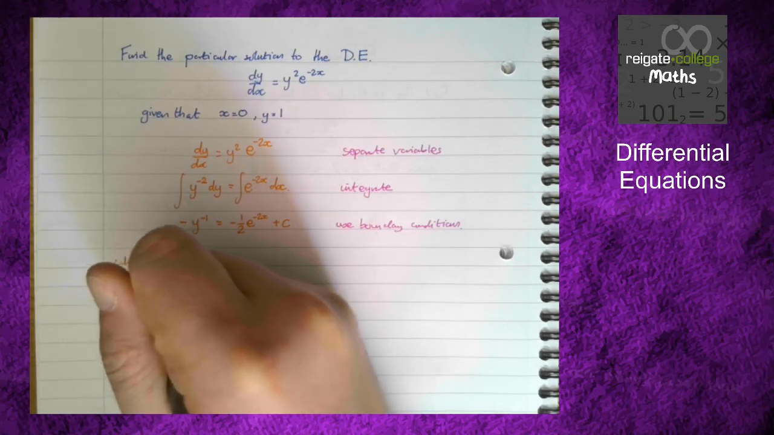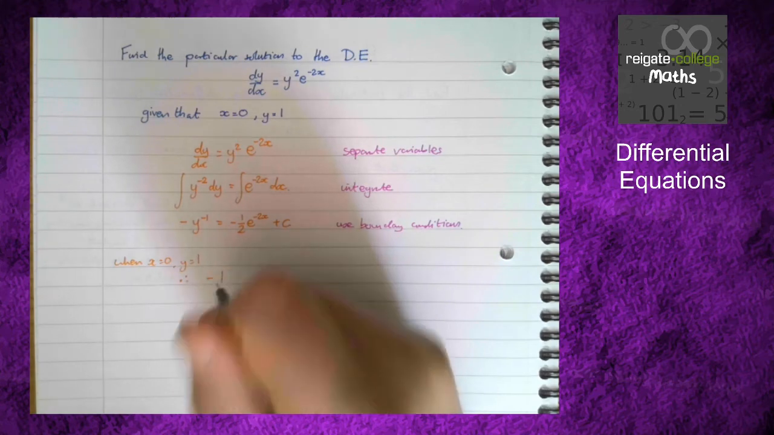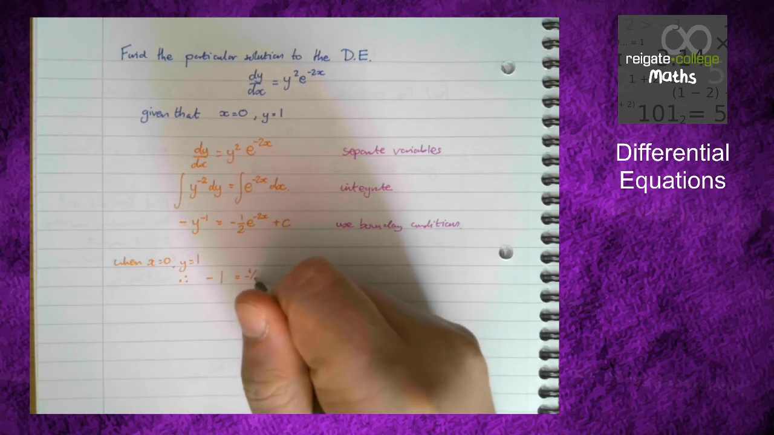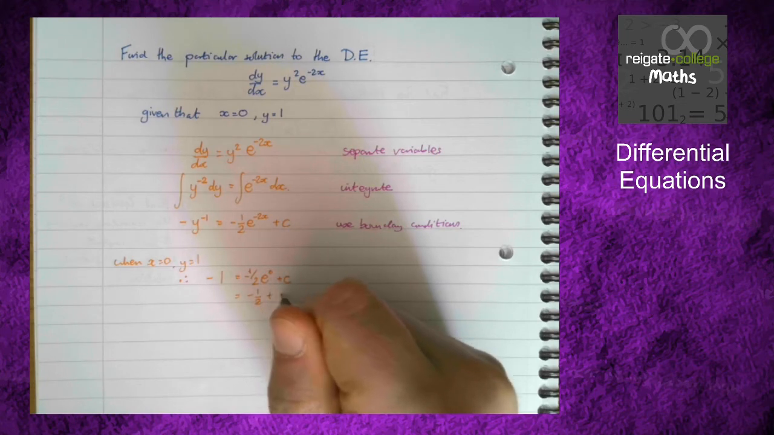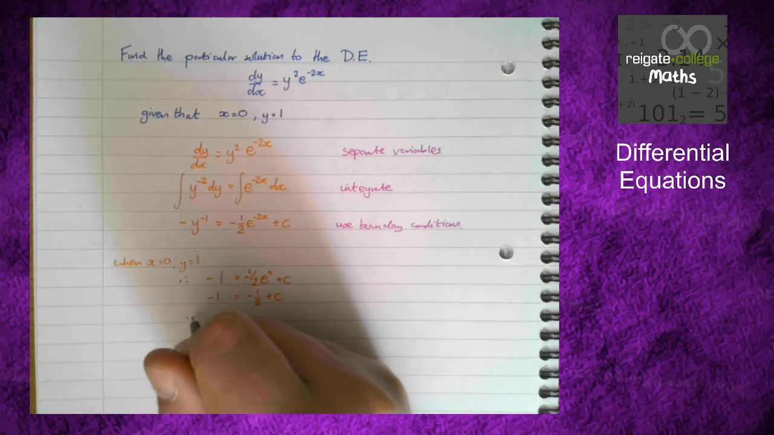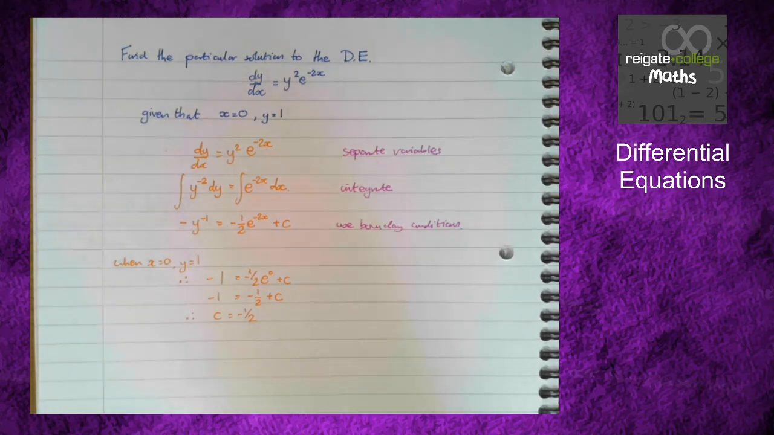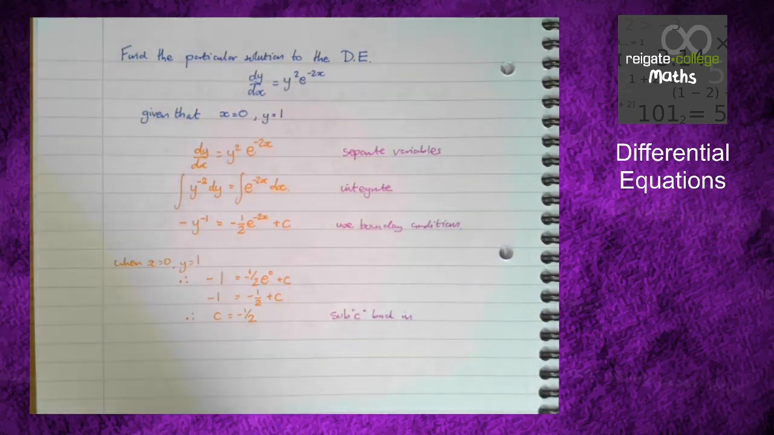So when x equals 0, y equals 1, which tells us that minus 1 to the minus 1 is going to be equal to minus a half e to the 0 plus c. e to the 0 is 1. So we get minus 1 is minus a half plus c. So therefore, c is minus a half. We then substitute that back in, in order to then eventually rearrange to get our equation.